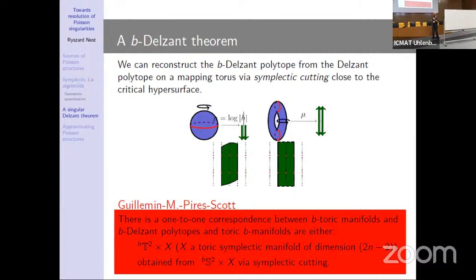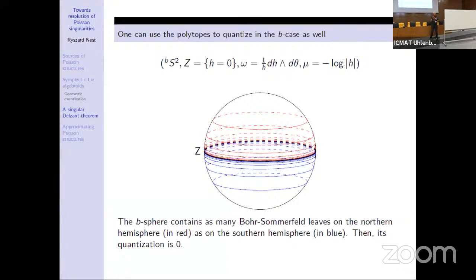But let's take an example. The simplest example: remember there was this Radko sphere, or Podlage sphere, or God knows what you call it. So here it is again. We do precisely the same as before. In this B structure, H is the height. The singularity H equals 0 is precisely our equator, and the form is given by 1 over H dH wedge d theta. The momentum map is H.